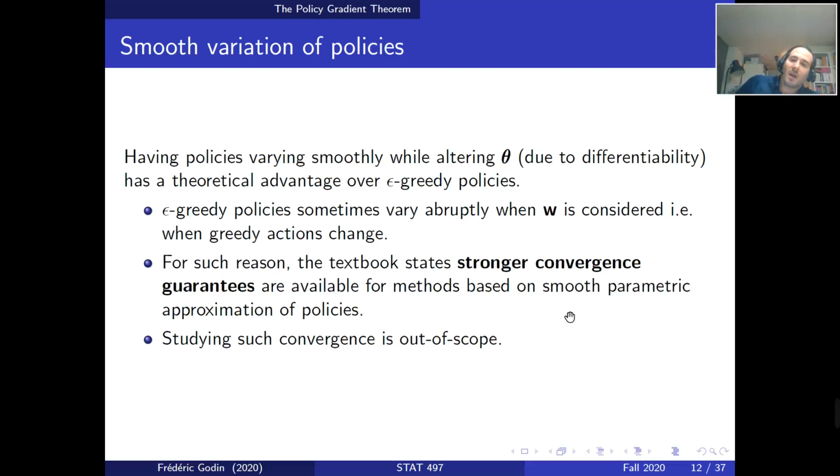For such reasons, the textbook states that stronger convergence guarantees are typically available for methods analogous to policy gradients than for methods approximating the value function. Again, all these convergence questions, we won't do a formal investigation of them. This might require very advanced tools of probability. But it's important to let you know, so you have an idea of the theoretical underpinnings behind your methods. It's easier, and you have stronger guarantees of convergence, typically for policy gradient methods than for methods approximating the value function with a parametric approximation, for instance, as seen in previous chapters.